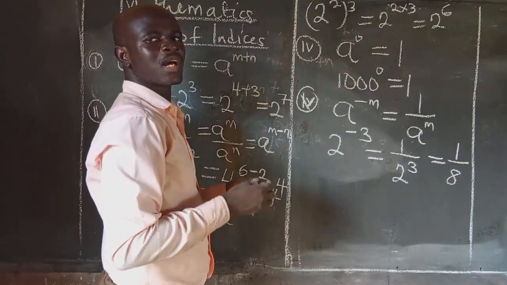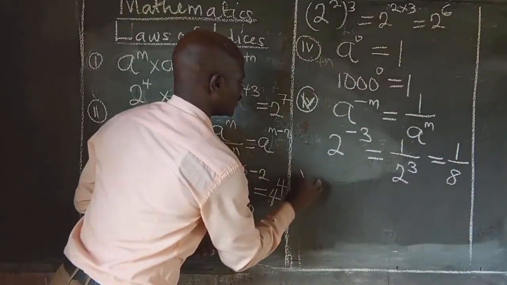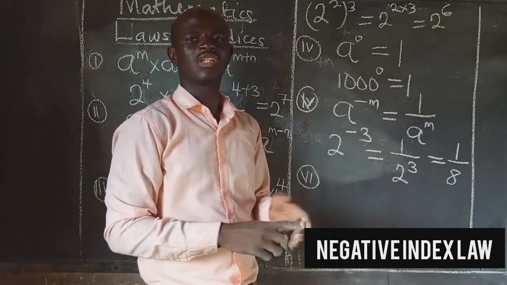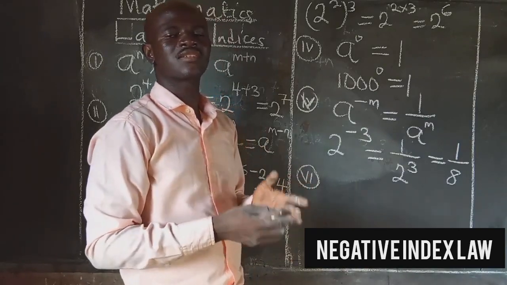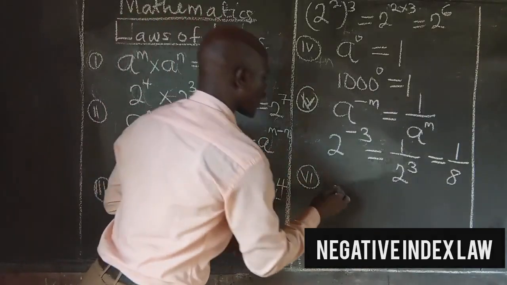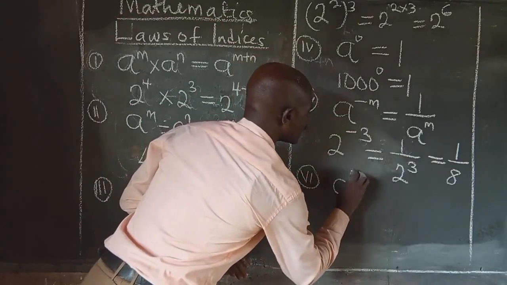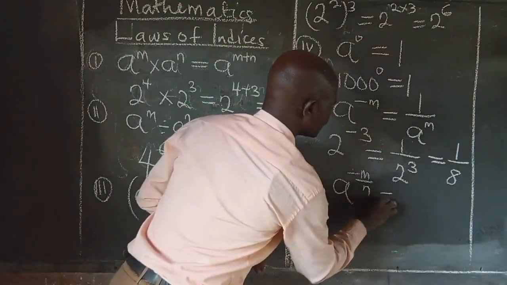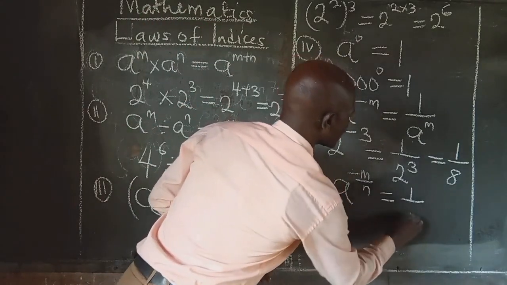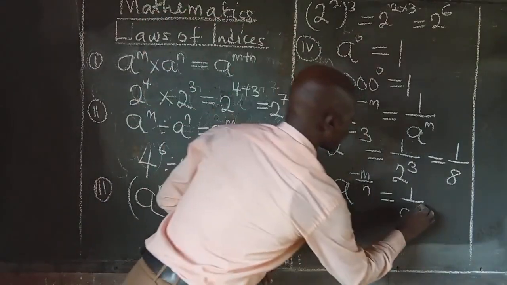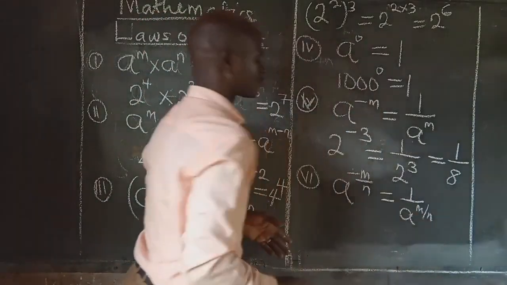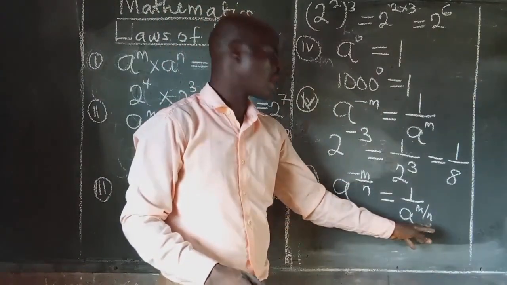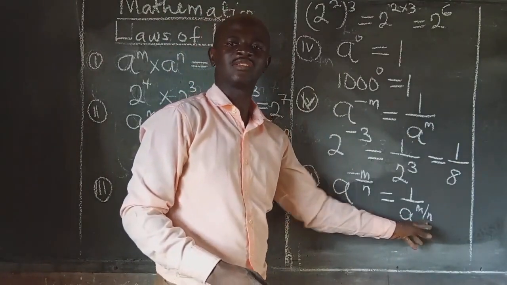Another one that we want to consider is the negative index law. It states that if we have a raised to power minus m over n, it will now give us 1 all over a raised to power m over n.